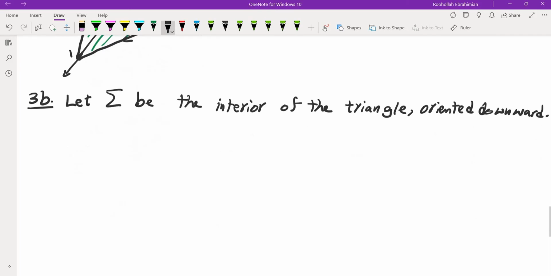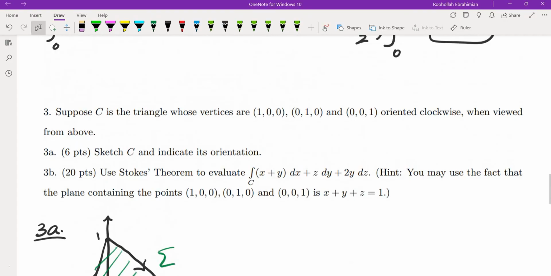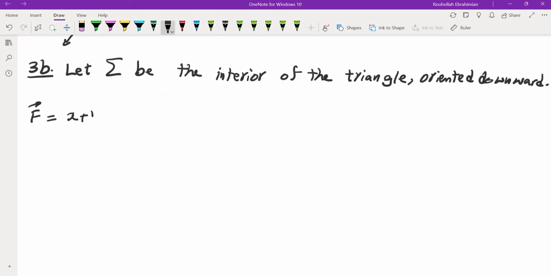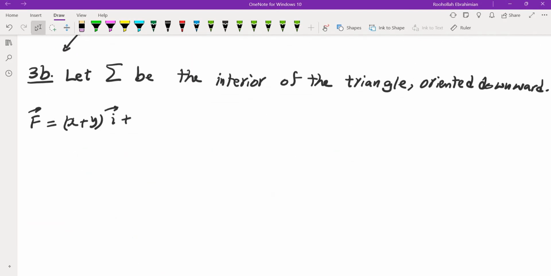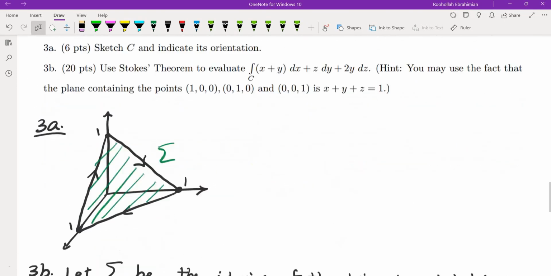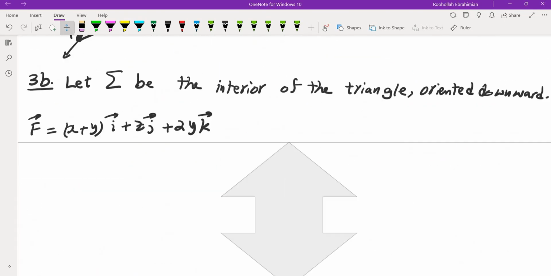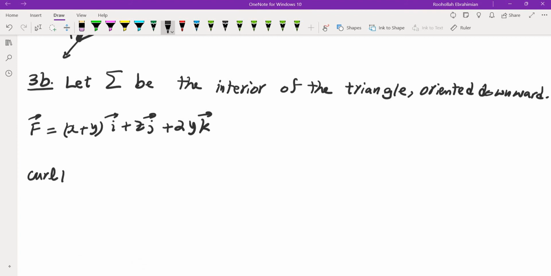Next, we're going to find the curl of our vector field. So our vector field is given as, let's look at the vector field. They gave us x plus y i and z j and plus 2y k. This is our vector field. Okay, so this is our vector field. So next we're going to have to find the curl of this one. So some of these can be done in different orders. So we'll have to find the curl at some point. Now it doesn't have to be the very first step, it could be also later.